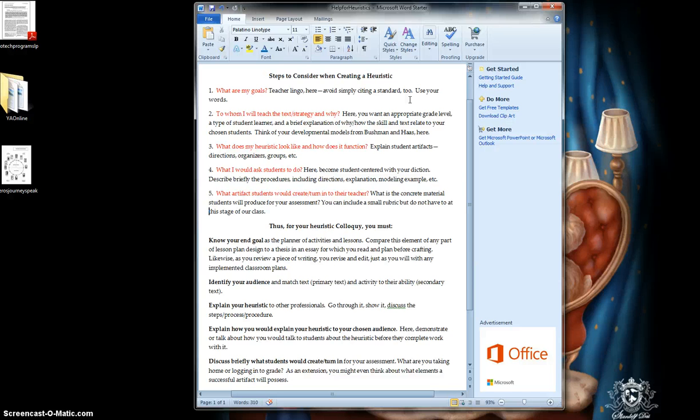Model some examples, etc. And the 5th step here for colloquy 3 heuristic making is what artifact would students create or turn in to you, to their teacher. So what is the concrete thing or things students will produce for your assessment? Sometimes these can be independent, collaborative, they can be group-based, as you'll see in my example I'm going to share with you. You can, if you desire, for colloquy 3, for our purposes, include a small rubric.